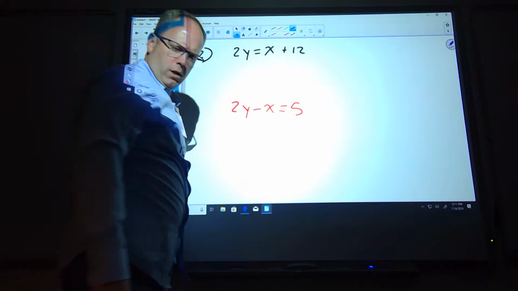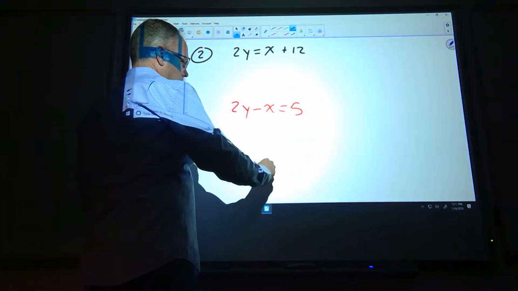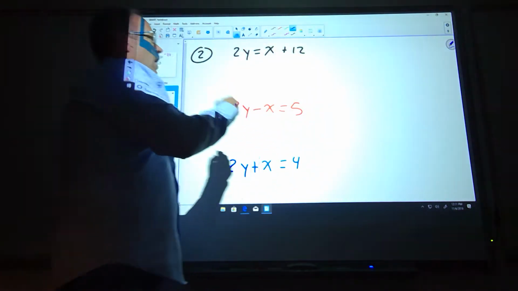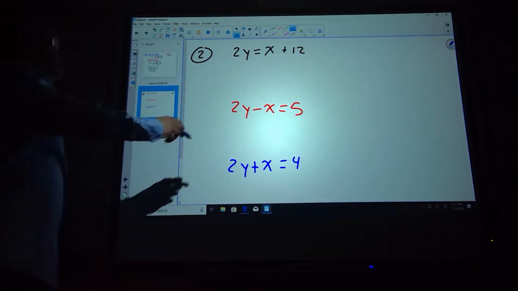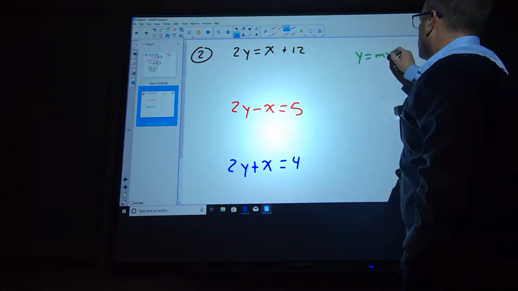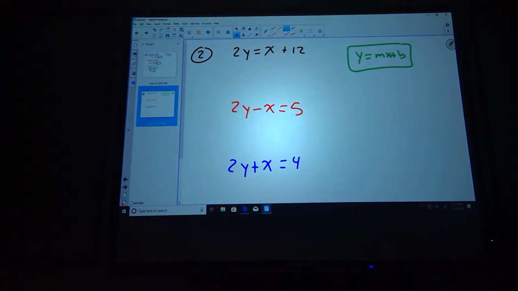And then my last one is 2y plus x equals 4. Okay, so we are not able to determine what the slope is right now because we need our equations to look just like this. So you're going to have y all by itself. So that slope-intercept form, agreed? And whatever is attached to the x that we've solved for y is the slope.